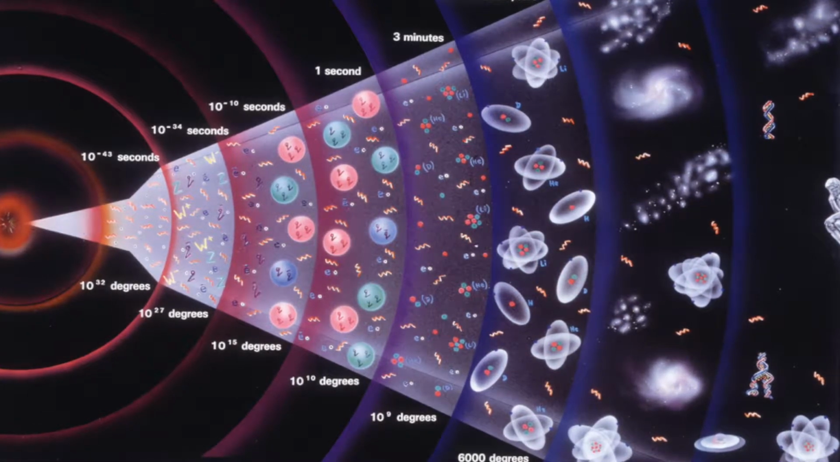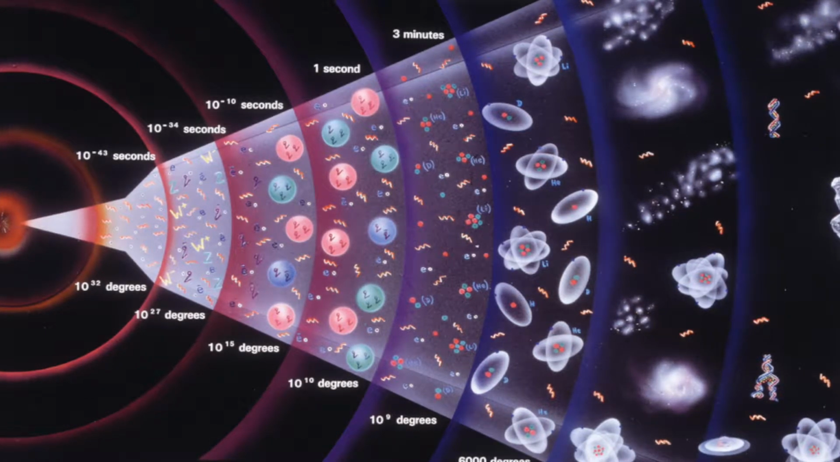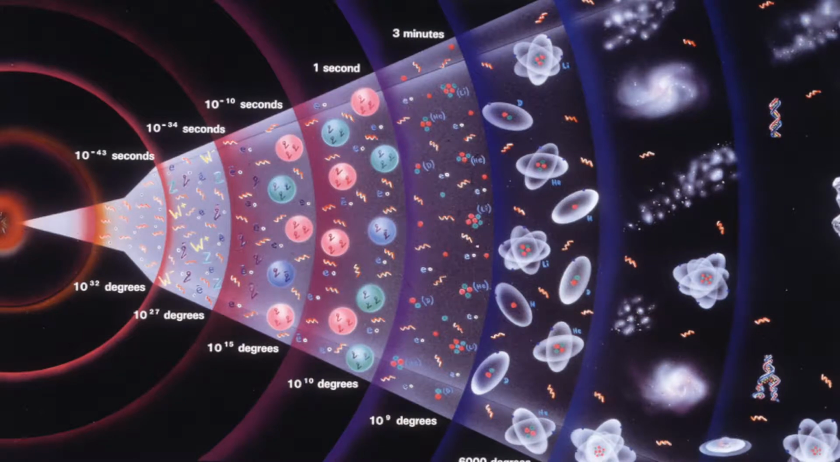Fast forward to about 380,000 years after the Big Bang, and the universe had finally cooled sufficiently to allow the previously free electrons to attach to the atoms of hydrogen and helium. This event, referred to as recombination, allowed photons to finally roam freely. The universe, for the first time ever, became transparent.